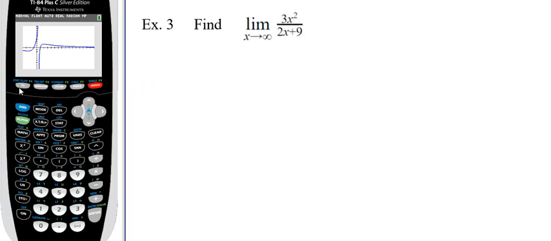Okay, let's find this limit as x approaches infinity of this function. Again, a rational function. I'm going to type that in and graph it. So on top in parentheses, I'm going to write 3x squared. Close my parentheses, divided by parentheses, 2x plus 9. And I'm just going to center my axes. See, standard will do that. And here we go.